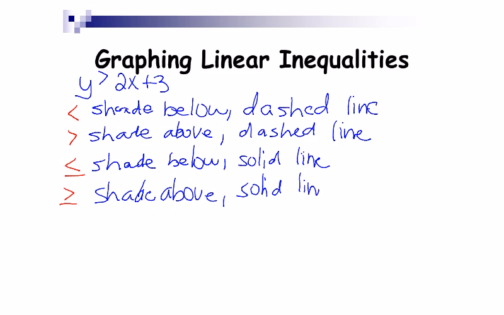And we can plug in points to see if they work, and if they are true when we plug them in, then we'd see where we're going to shade. Let's also talk about one more thing. If you have a solid dot on your graph, then that does mean that it's equal to. If you have an open circle, then it means it's not equal to.